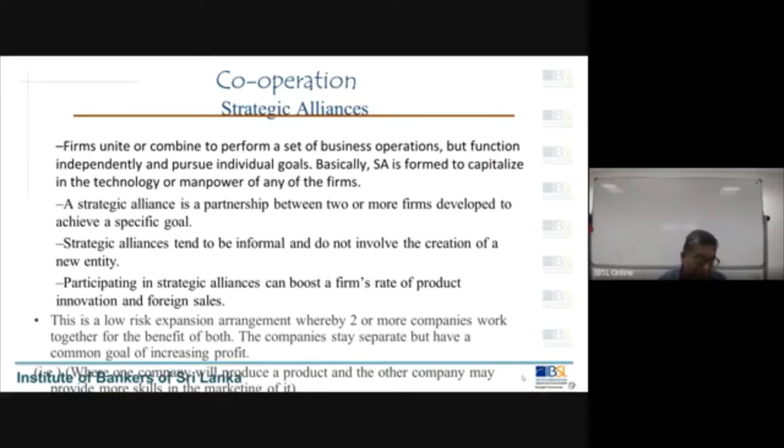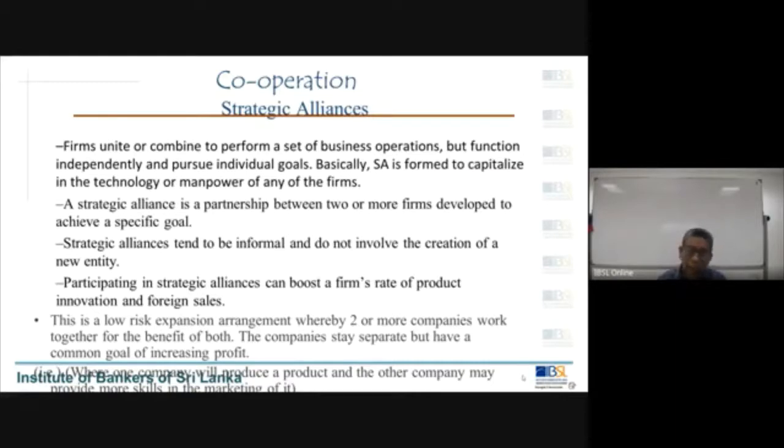Then we learned 3 types of strategies under that. What are those 3? Market penetration, market development, and product development. So under concentration, or intensive growth strategies, another name. The second strategy we use, we call integration strategies. So what are the things we learned in the integration strategies? We discussed integrative growth strategies. We discussed vertically integrated strategies and horizontally integrated strategies.